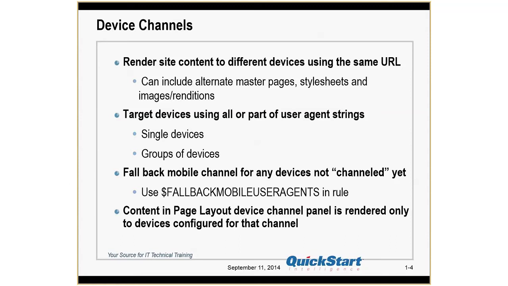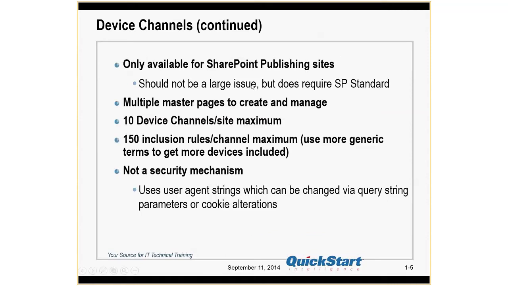For, I don't know, a Samsung Galaxy S device, you would say, we only want these 4 pieces to be rendered to that device. It's a smaller screen, and we want to optimize the experience for users using those devices. So there's things that we can do with device channels. A few more comments I want to make on those.